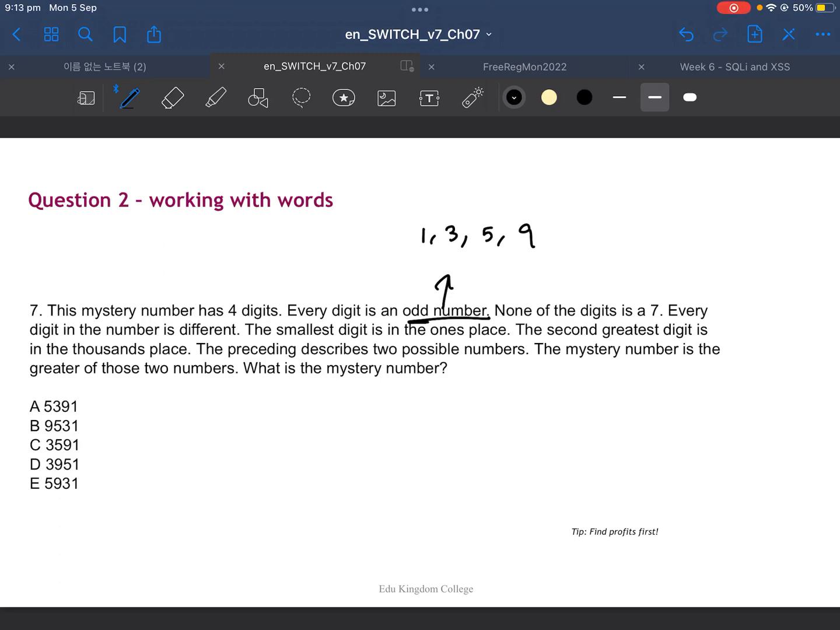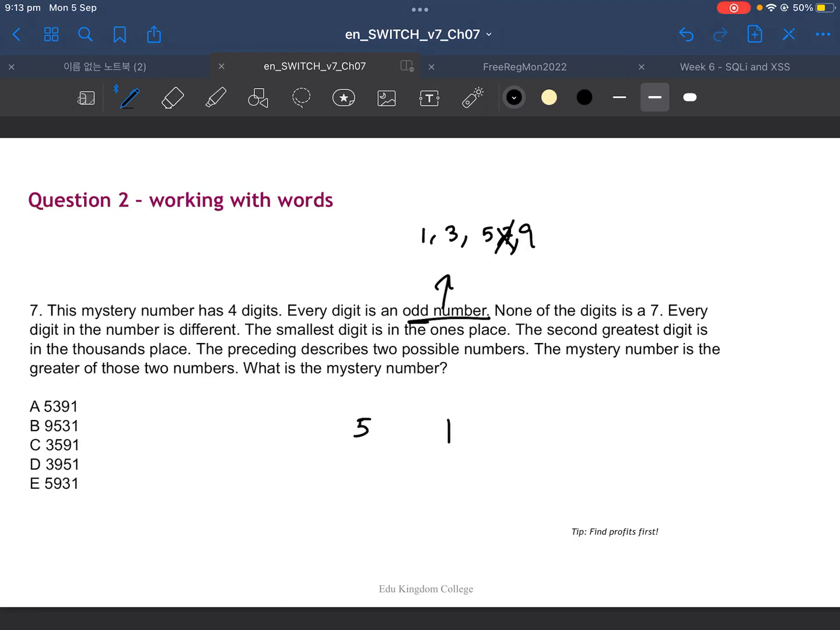None of the digits is a 7. Oh, I should have included 7 in that. But okay, now that we know 7's not in it, it's just 1, 3, 5, 9. Every digit in the number is different. Great. Then the smallest digit is in the ones place. Okay, first rule. The smallest digit, which is 1, is in the ones place. Great. The second greatest digit, which would be 5, is in the thousands place.